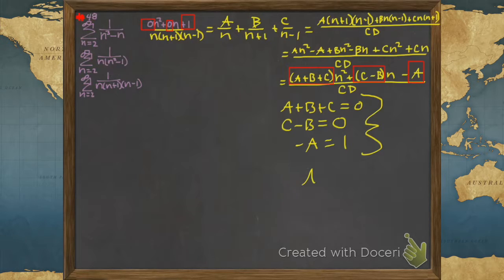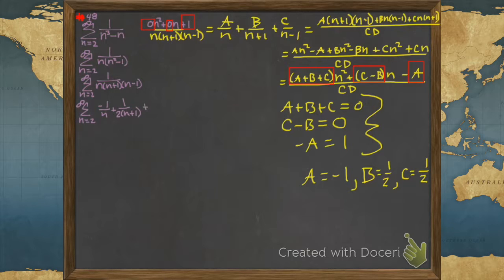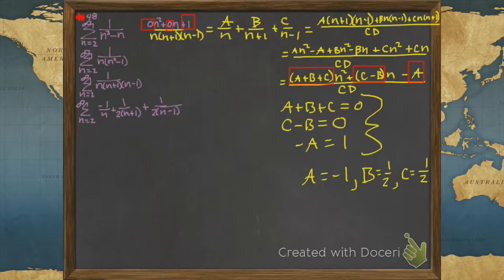After we solve the system, due to the length of solving the system, we skip to the answers. We get a to be minus 1, b to be 1/2, and c to be 1/2. Then I rewrite this series as minus 1 over n, plus a half up top, but I dropped that 2 down to the denominator, and then another half up top, and I dropped that 2 down to the denominator. And that was my expanded series.